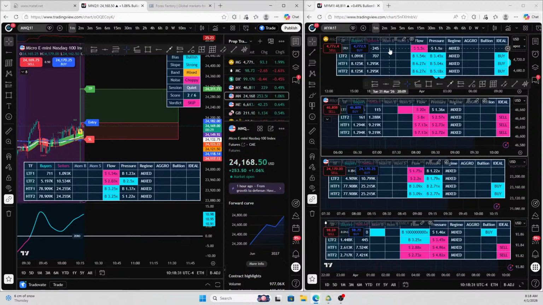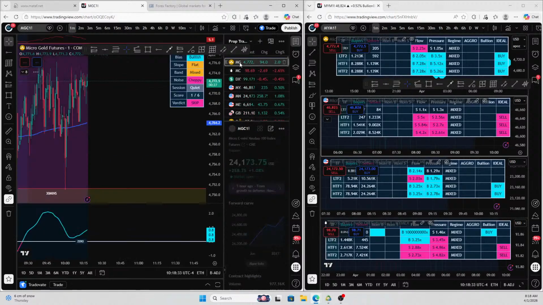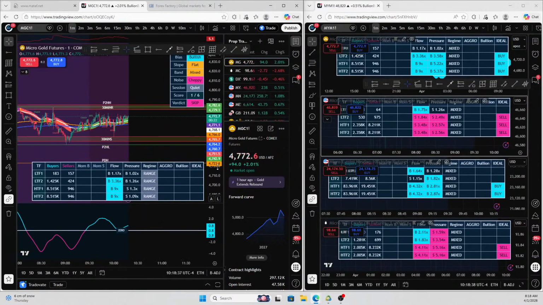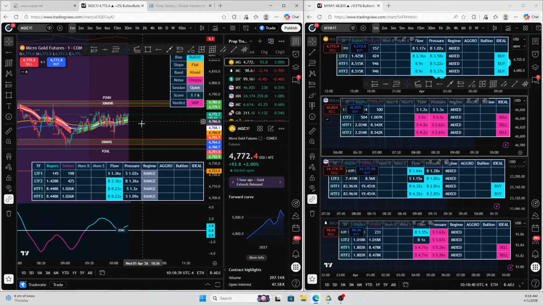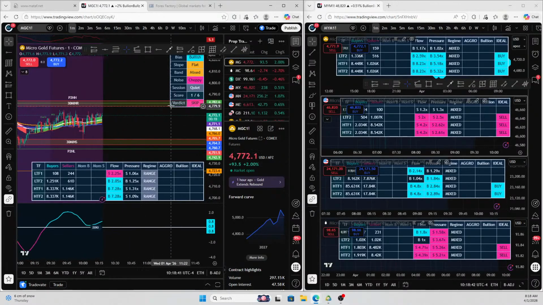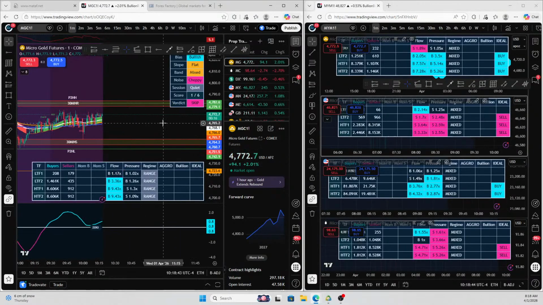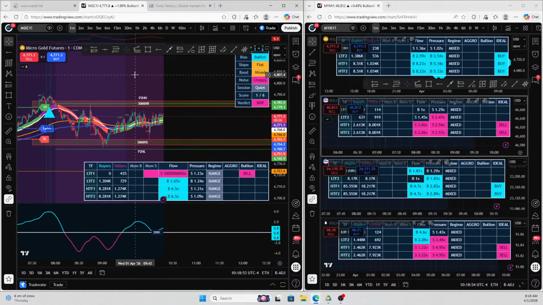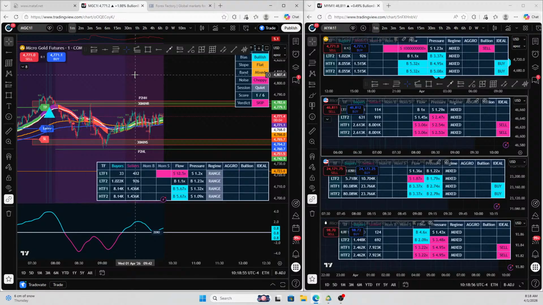Okay, gold is starting to get volume. Let's see if gold wants to push. Okay, we're seeing some structure developing here. Okay, let's wait.